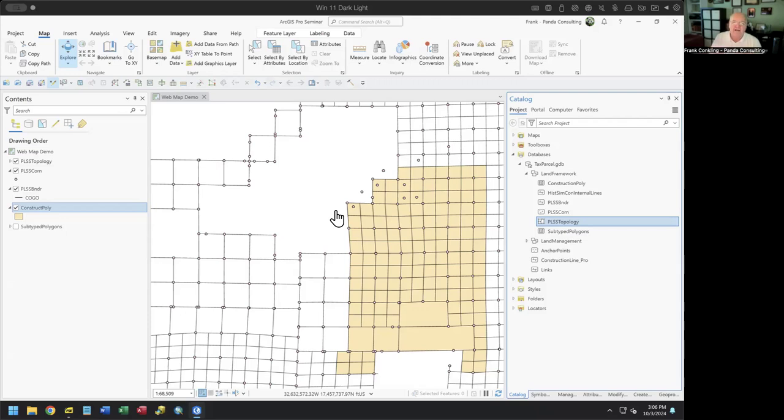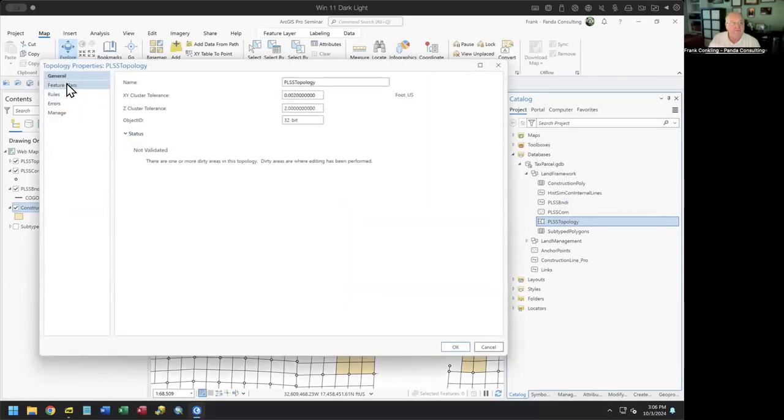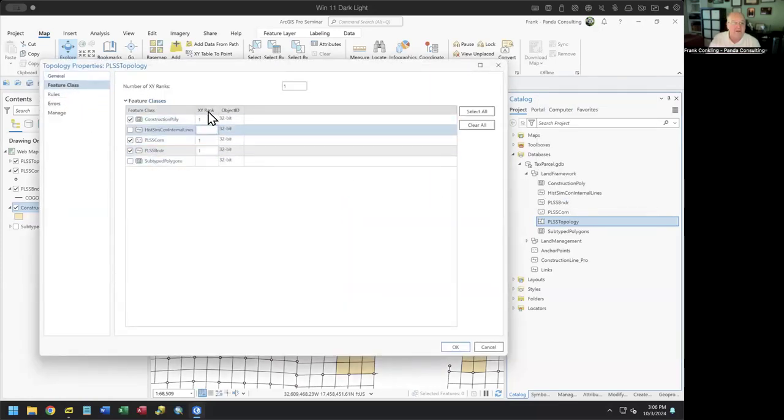Then it analyzes all of the vertices in all of the feature classes that are part of that topology and determines whether or not they are inside a little buffer around each of those vertices. And that's the cluster tolerance. If they're within the cluster tolerance, it pulls them together according to a ranking. And that's what this ranking is here, this XY ranking. The lower the number, the higher the feature is ranked.